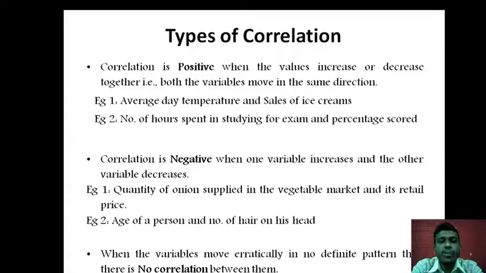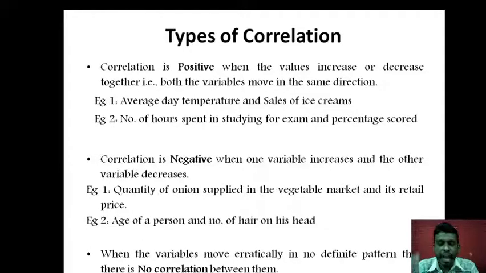Correlation is said to be positive when the values increase or decrease together, that is, both the variables move in the same direction. For example, if one variable is increasing, the other variable is also increasing at the same time. Or it may also happen that one variable is decreasing and at the same time the other variable is also decreasing. If such a case happens, that is, both the variables are moving in the same direction, then we say that the correlation is positive. An example of positive correlation may be average day temperature and sales of ice cream.